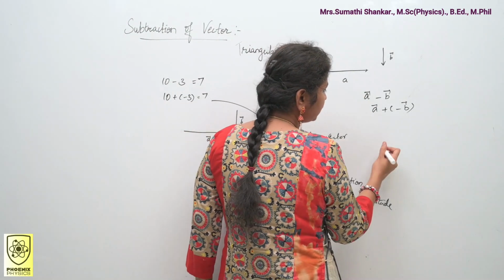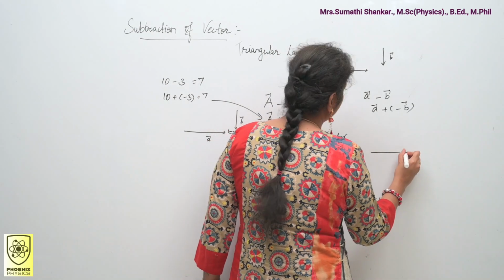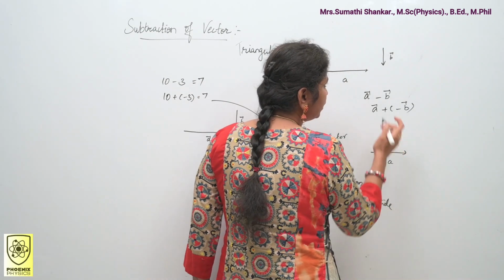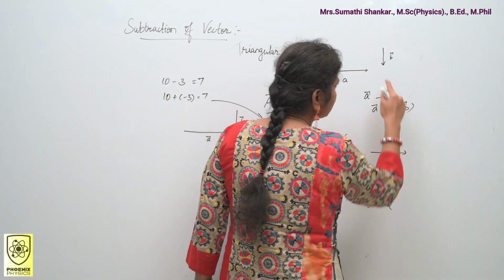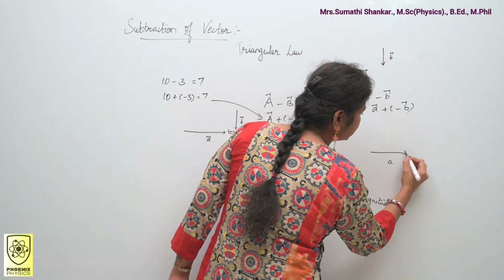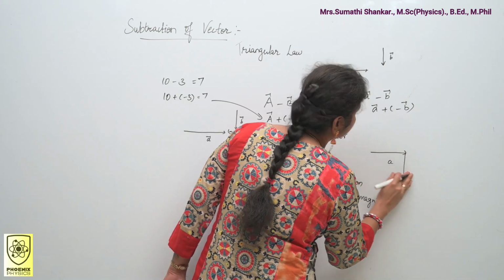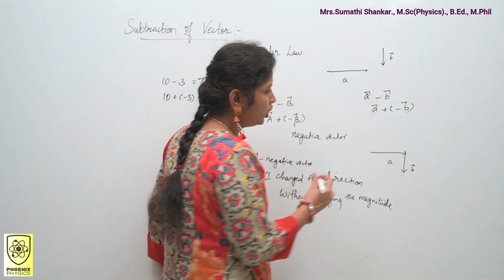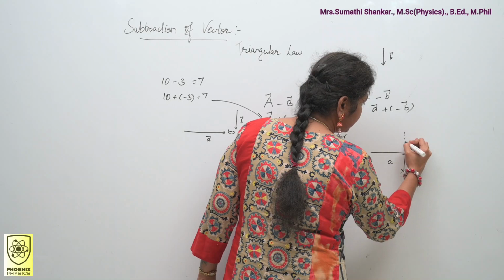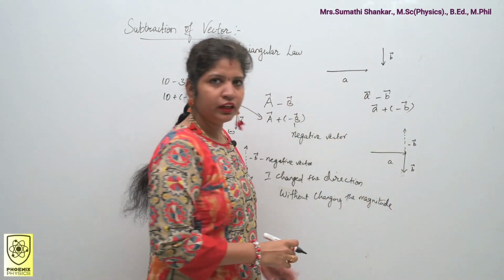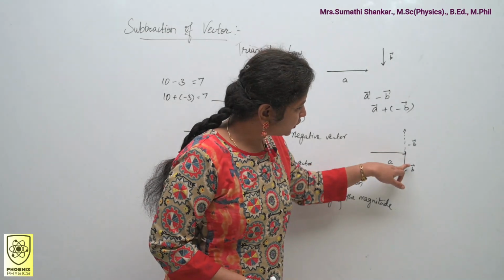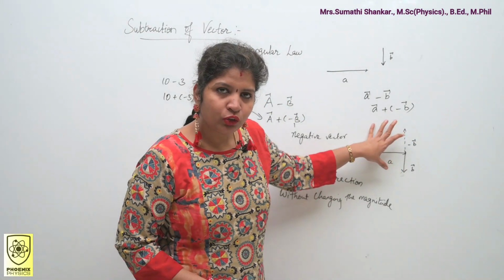Apply the triangular law. First you draw the A vector, then you connect the tail end to the first vector. So this is my tail end like this. This is my B vector. I am going to add the negative vector, so you just draw minus B like this. Here I changed the direction but the magnitude is the same.